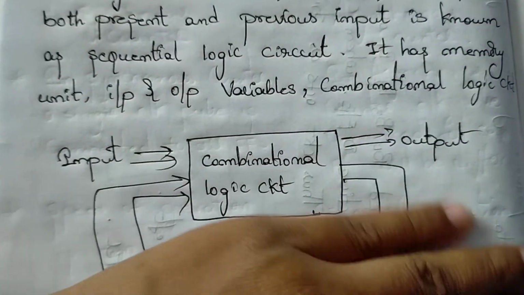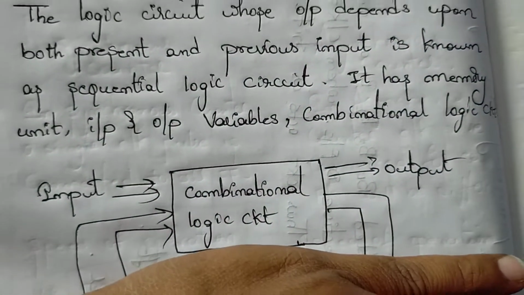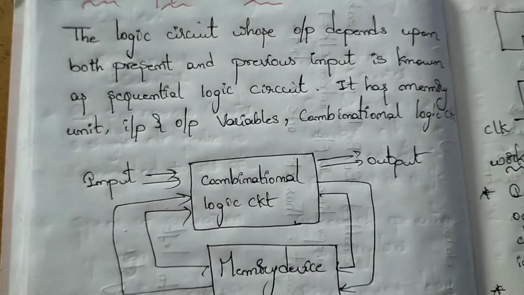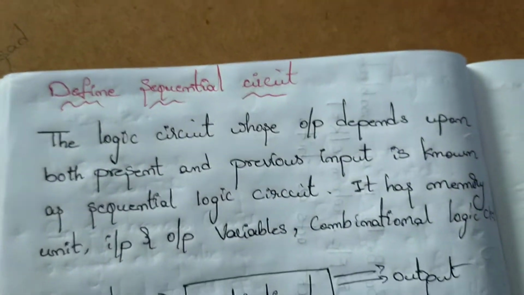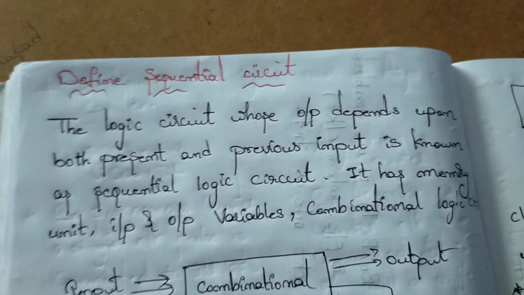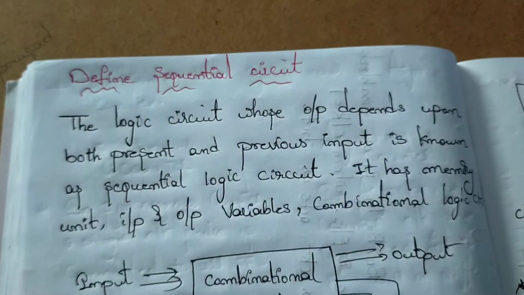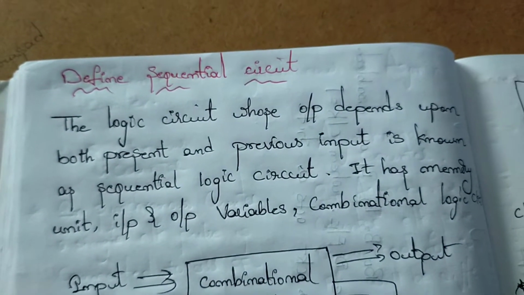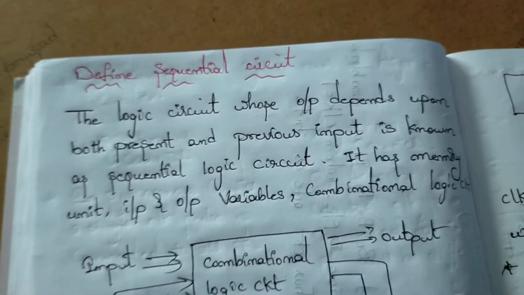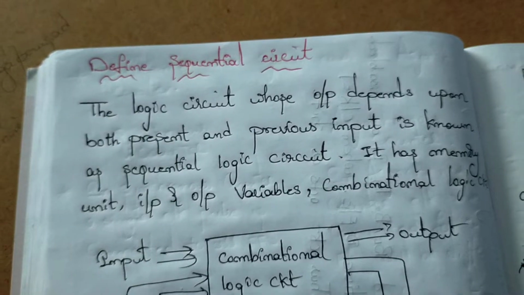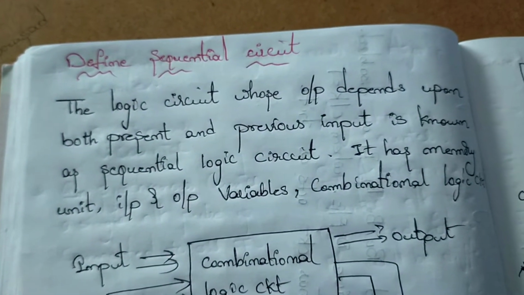By removing this memory, what was this circuit? A combinational circuit. By adding this memory, it is known as a sequential circuit. So this is the basic definition for sequential circuits. What we can do in combinational circuits, we can do everything by using sequential circuits.